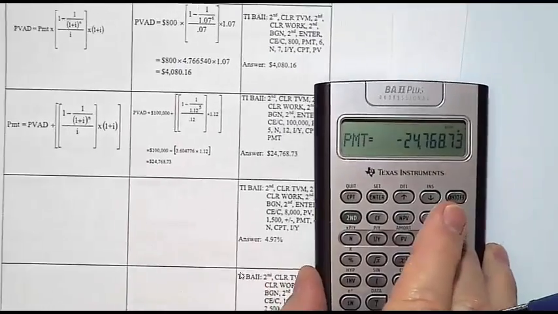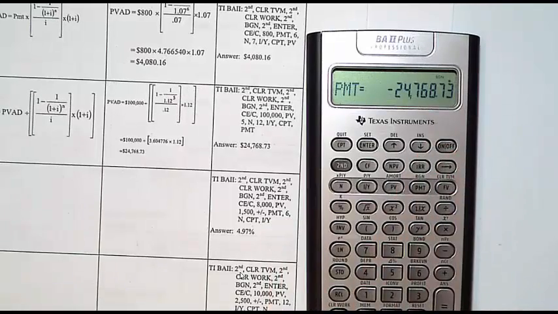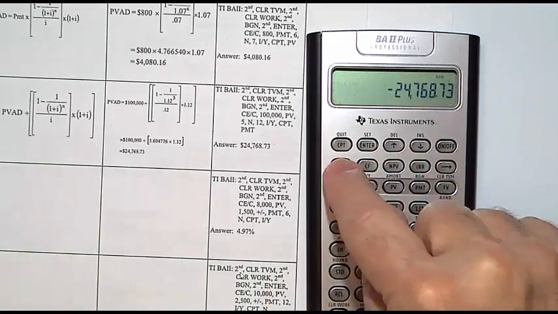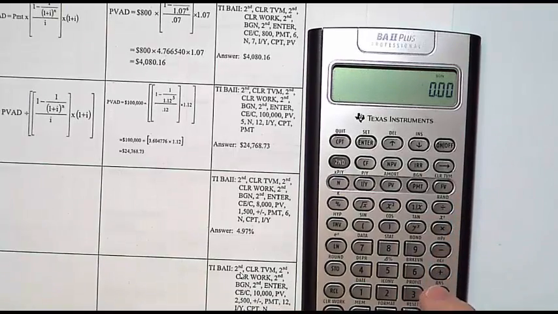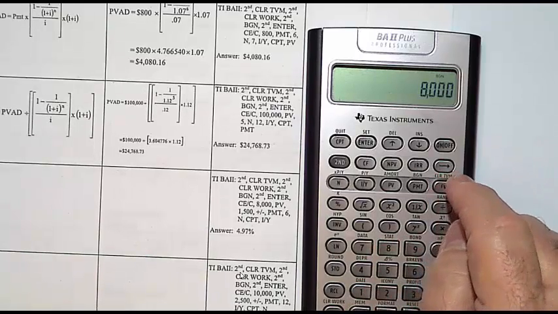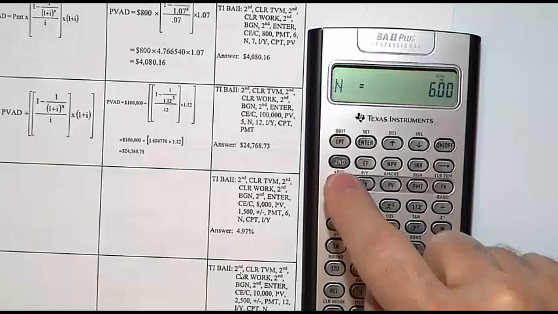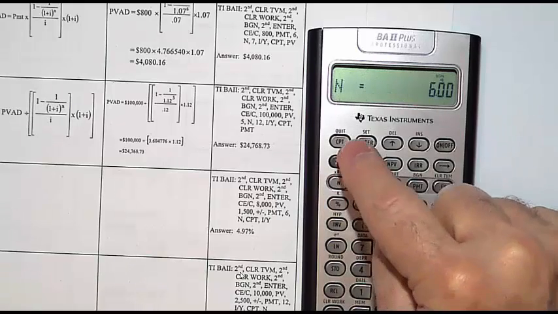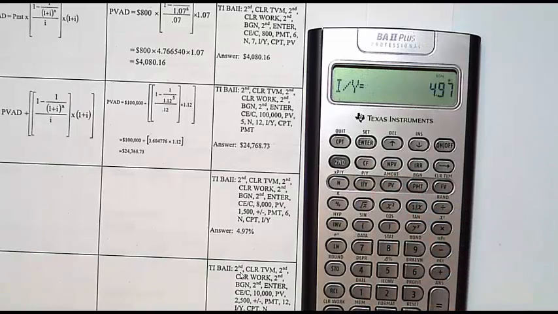We're going to skip over these two, the format and the solution, and go straight to the keystrokes on our BA2+. Second, clear TVM. Second, clear work, and clear again. And we're going to put in 8,000 as our present value. 1,500, change signs, as our payment. 6 is our N, and we're going to compute the rate, 4.97%.